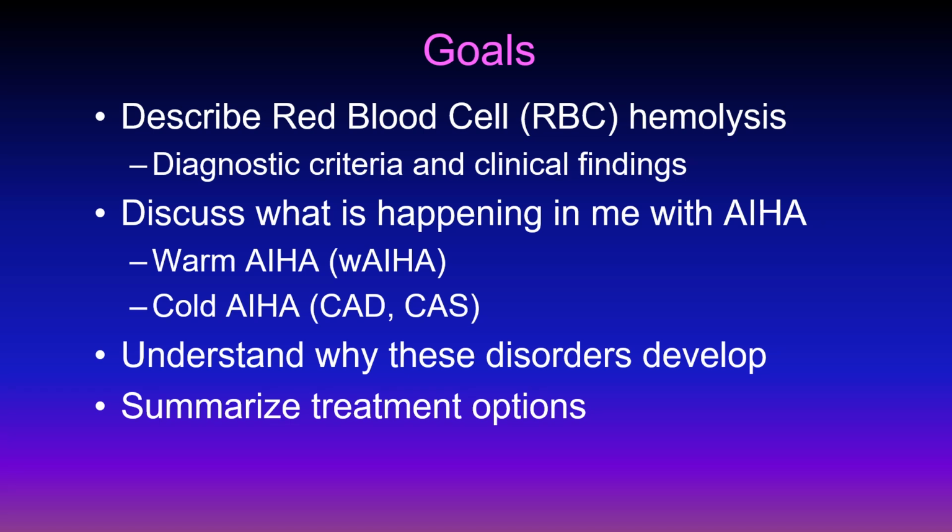My goal today is to talk to you as a patient and not as a physician or medical group about this disease. I'm going to describe red blood cells and their hemolysis. I'll describe the diagnostic criteria and clinical findings in this disease state. I'll discuss what's happening to me as a patient with autoimmune hemolytic anemia. I'll focus on warm autoimmune hemolysis and cold autoimmune hemolysis, and I'll try to help you understand why these disorders develop. I'll briefly mention treatment options, but I'm not going to focus on those. We'll have to save those for some other time.